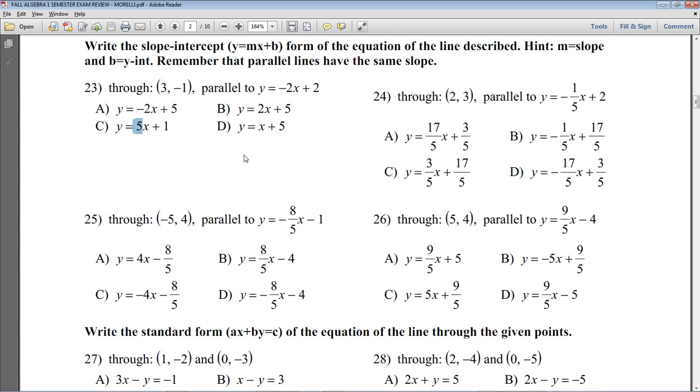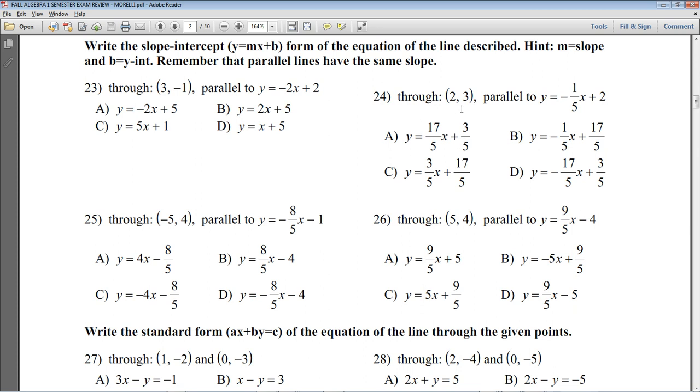Here the slope is 5, that can't be right. Here the slope is 1, that can't be right. Positive 2, that can't be right. So just by process of elimination, you've gotten A. And I'm pretty sure that you can do that for each of these. Maybe not. So I don't want to do number 23. That was too easy because there was only one answer choice with the correct slope.